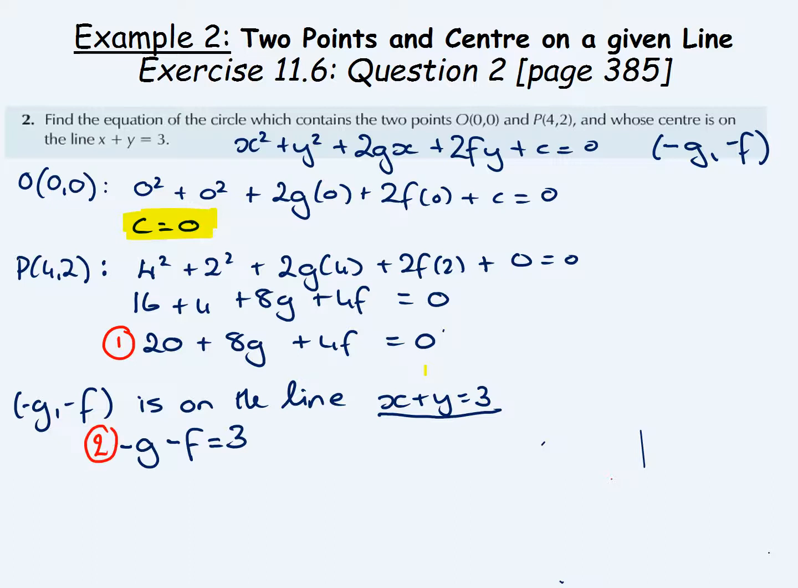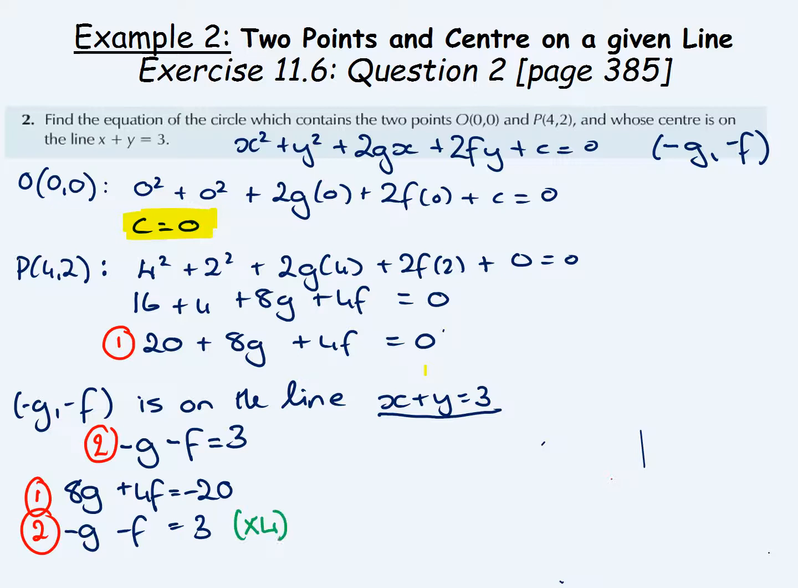And we can now do simultaneous equations elimination on them. So let's take a look. We have, and I'm just going to rearrange this slightly, 8g plus 4f equals minus 20. And then I get minus g minus f equals 3. Easiest thing to do to get the f's to eliminate is multiply by 4.